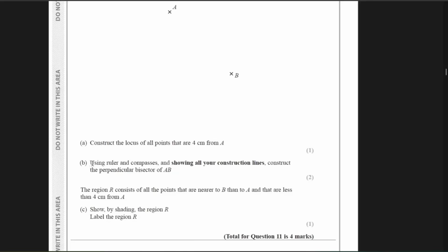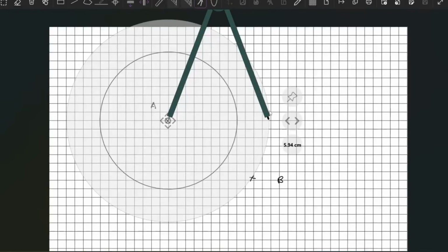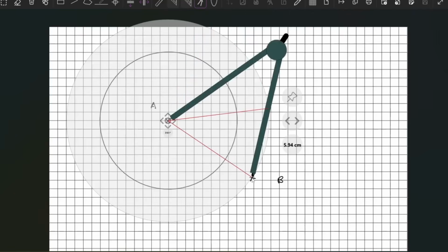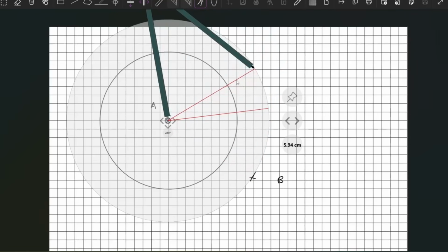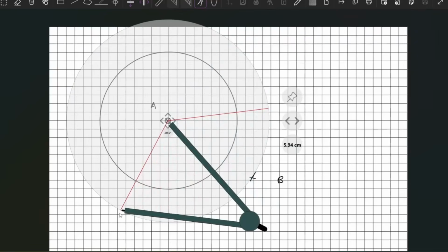Now let's look at question B. Using ruler and compasses and showing all your construction lines, construct the perpendicular bisector of AB. So to draw the perpendicular bisector of A and B, we'll place the needle tip at point A and the pencil tip on point B. So yes, the pencil tip is on point B, the needle tip is on point A. Once we have done this, we need to draw arcs above and below the line AB.